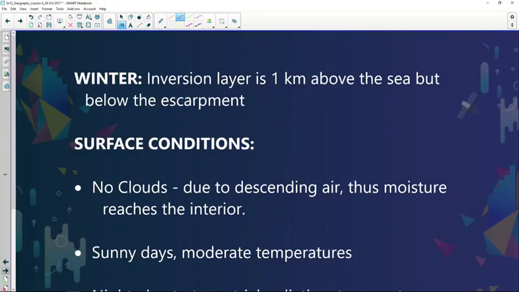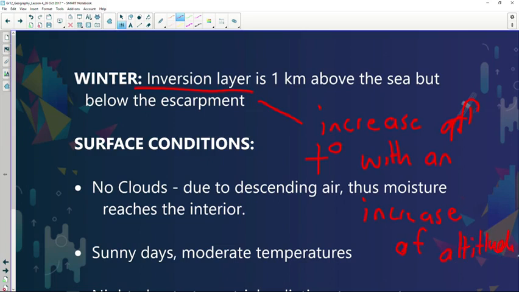Now, if you look at the winter, like I've mentioned, there's an inversion layer. What do we know about the inversion layer? It's an increase of temperature with an increase of altitude.